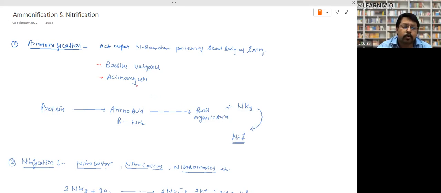What you have to remember? You have to remember only the name of these two bacteria. This is important for your medical.